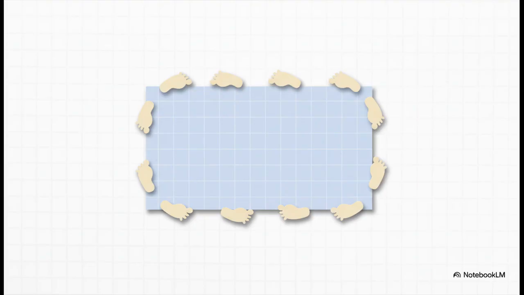Let's just take one rectangle, okay? Its length is 6 centimeters and its breadth is 4 centimeters. First, let's find the perimeter. Remember, perimeter is the boundary, the fence. So we're just going to walk around it. 6 plus 4 plus another 6 plus another 4. What does that give us? A total of 20 centimeters.